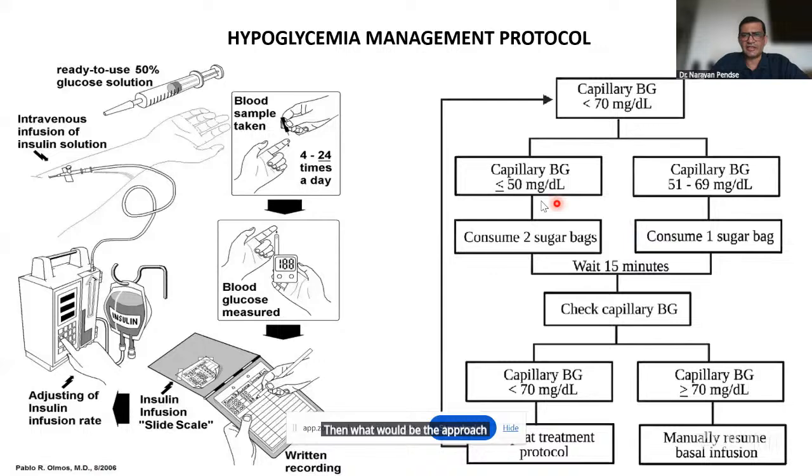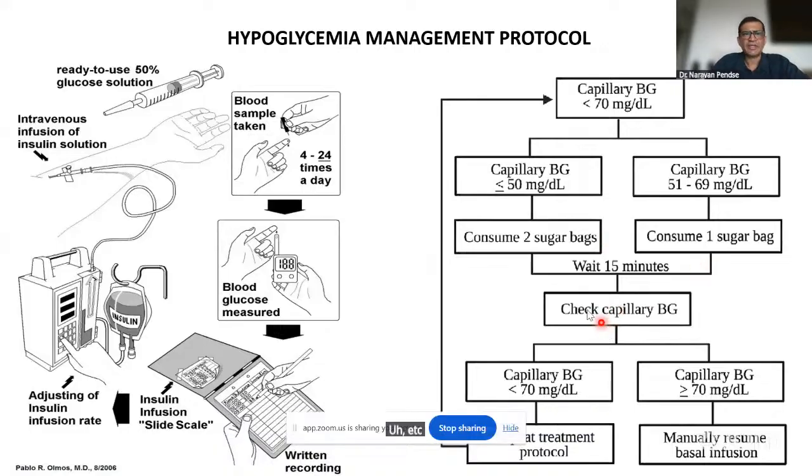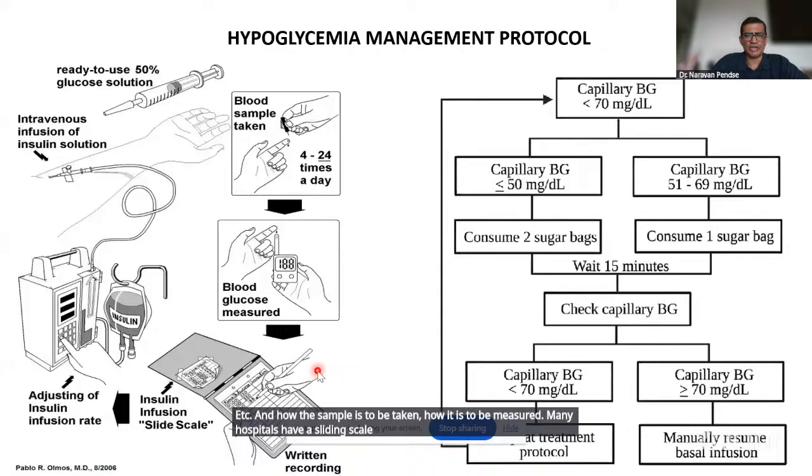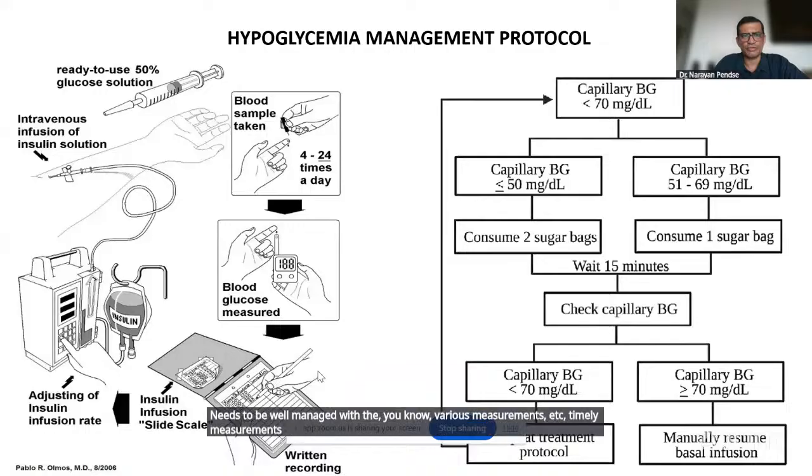Like we talked about a STEMI protocol and a stroke protocol, your hospital should also institute a hypoglycemia management protocol. And it would look something similar to this, that if the capillary blood glucose is less than 70 milligram per deciliter, then what would be the approach? If it is less than 50, then what needs to be done? If it is between 51 to 69, then what needs to be done? Retest after 15 minutes, etc. And how the sample is to be taken, how it is to be measured. Many hospitals have a sliding scale which is used for insulin management, etc. So the protocol needs to be well managed with the various measurements, timely measurements which need to be done.